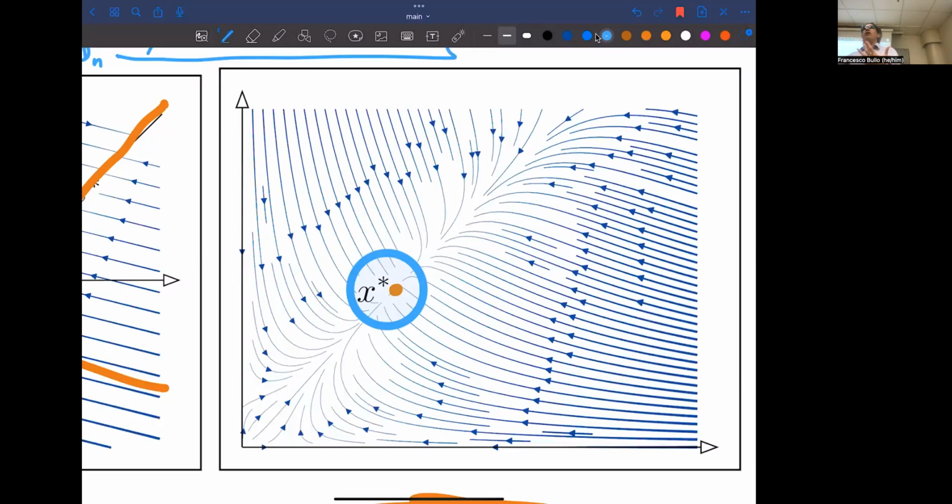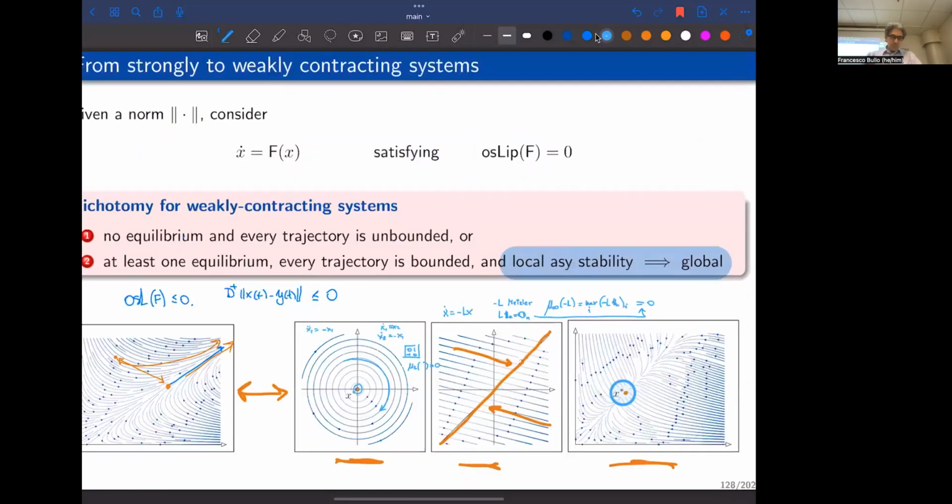So the point is this: if you have a polyhedral norm and you're weakly infinitesimally contracting, and you found an equilibrium, then that equilibrium is actually asymptotically stable, without having to check anything more, just analyticity, non-expansiveness, and polyhedral norm. All right. Okay, fine.